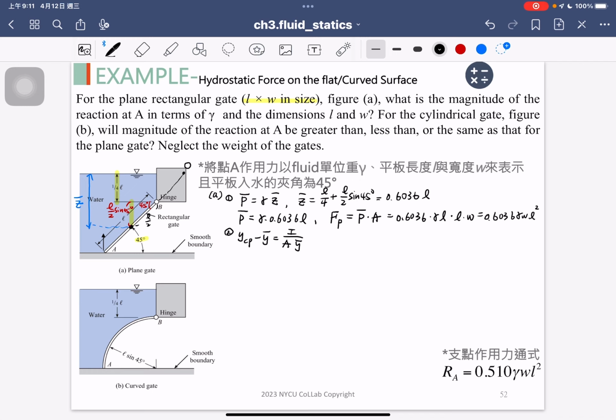So where is the YCP? The YCP is the location of the hydrostatic force. So we need to pick up the YCP maybe here. We have the CP point. The YCP starts from the CP along this direction to the O point. So the red line is the YCP length. But we don't need to compute the YCP directly, because we only need to know the difference between the YCP and the Y bar.